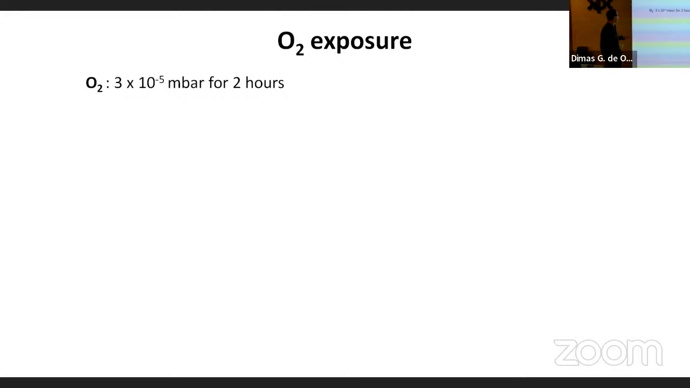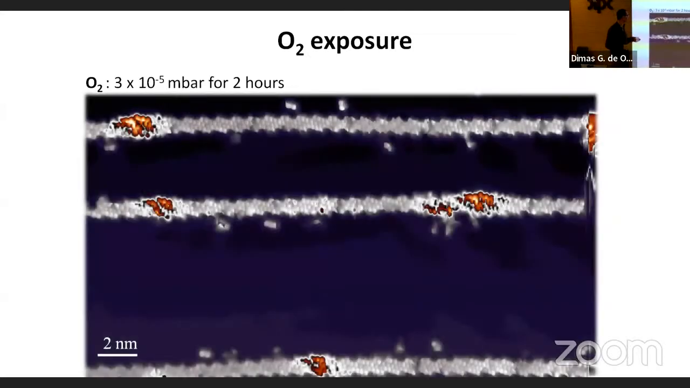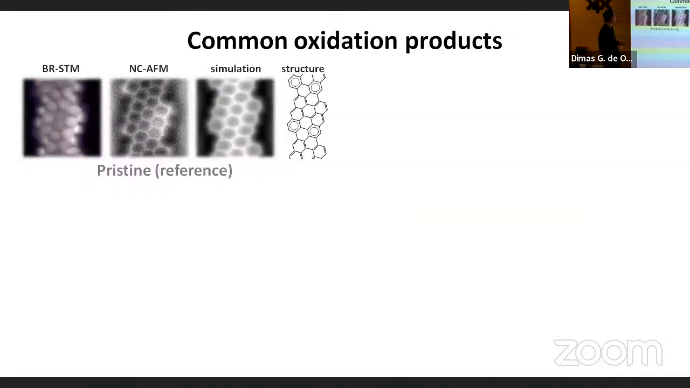So we exposed a ribbon to oxygen, again still in high vacuum, for 2 hours. And then this is how it looks. You see, this is now much messier. Everything is much more dramatically modified than it was before. And if we look in more detail into the different types of defects that we get in our ribbons, this is how it looks.